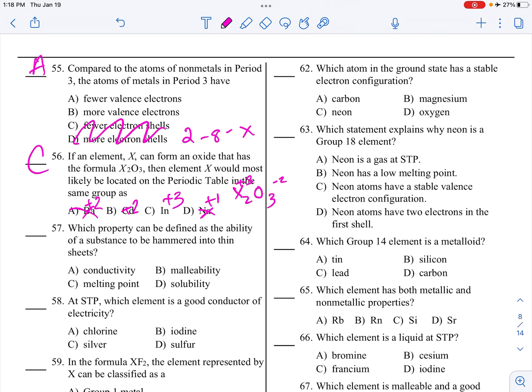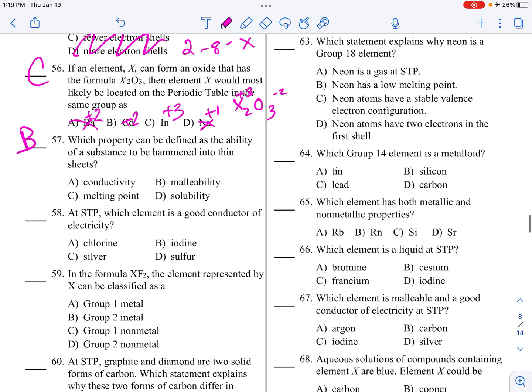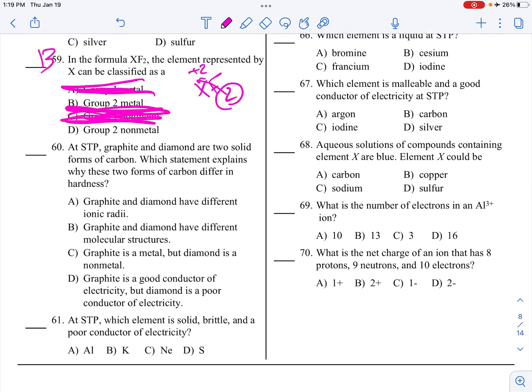That's not it. Which property can be defined as the ability to be hammered into thin sheets? That's called malleability. At STP, which is a good conductor of electricity, we want metals. So who's the metal? It's silver. 59, once again, crisscross your subscripts back up to make it your charge. So who would be +2? Well, it would be in group 2. But is group 2 a metal or a nonmetal? Group 2 is metal.